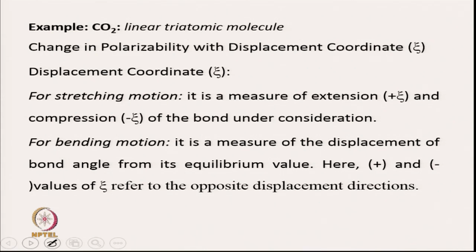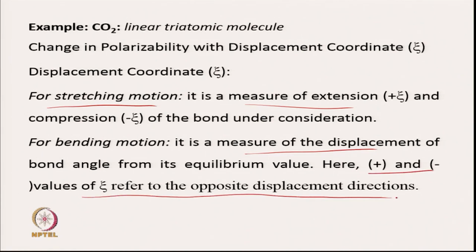To understand why the other two modes are Raman inactive, we need to look at the change in polarizability with displacement coordinates. By displacement coordinates, for a stretching motion it is a measure of extension and compression of the bond under consideration, whereas for bending motion it is the measure of displacement of the bond angle from its equilibrium value. So, plus and minus values of E refer to opposite displacement directions. Once we know that, let us see the plot.